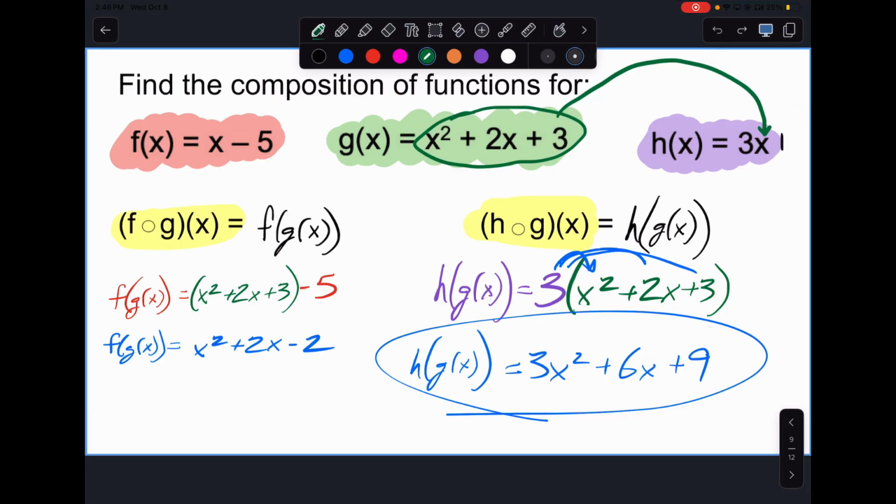Okay? But there's not. So we only did it in one spot. Then we have to distribute the 3. So we distribute the 3, and we end up with 3x squared plus 6x plus 9. We good on that? Okay, just kind of catching back up where we were at yesterday.